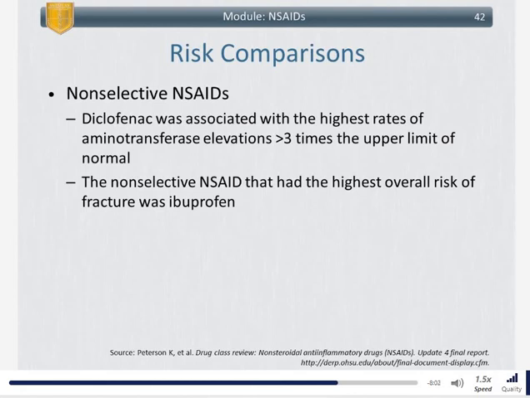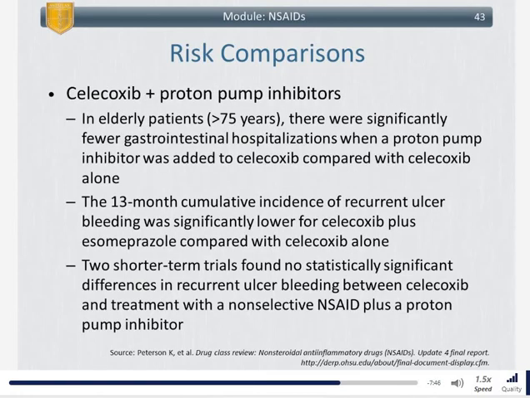Diclofenac has the highest rate of affecting the liver, and may have the highest overall, and ibuprofen may have the highest risk of fracture. So what about this idea of adding proton pump inhibitors? If you look at patients that are 75 years and older, there were fewer GI complications when you added a proton pump inhibitor to Celebrex. So you're basically doing two GI protective things. You're using Celebrex and you're adding a proton pump inhibitor.